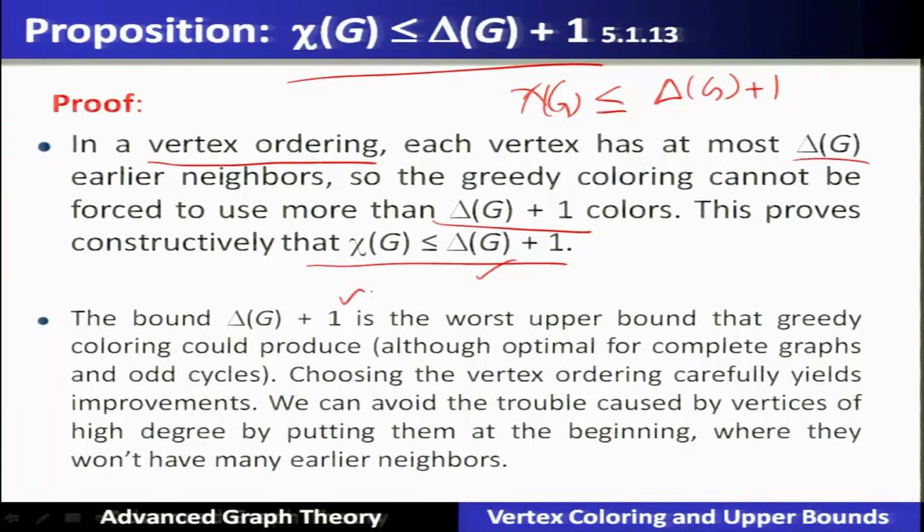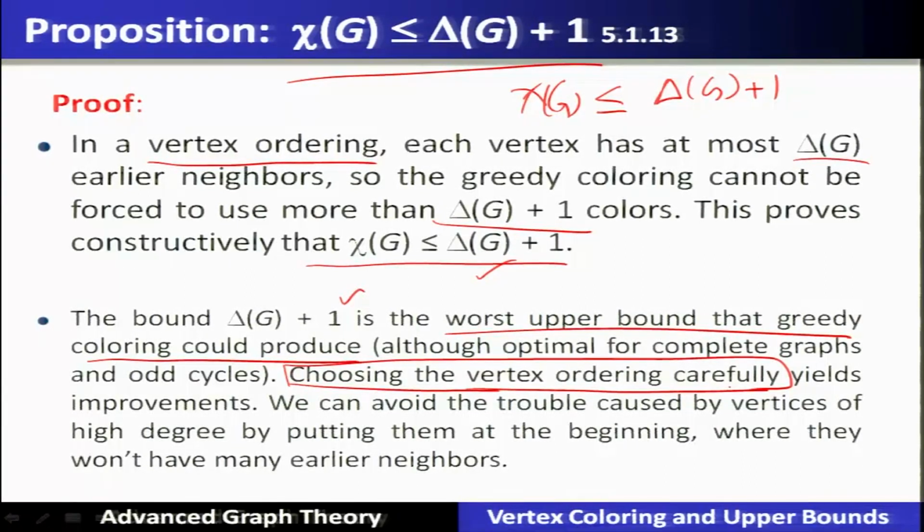Now, this maximum degree plus 1 bound is the worst upper bound that the greedy coloring algorithm could produce, although this becomes optimal for a complete graph and odd cycles. Now, choosing this particular greedy coloring algorithm depends upon choosing the vertex ordering.